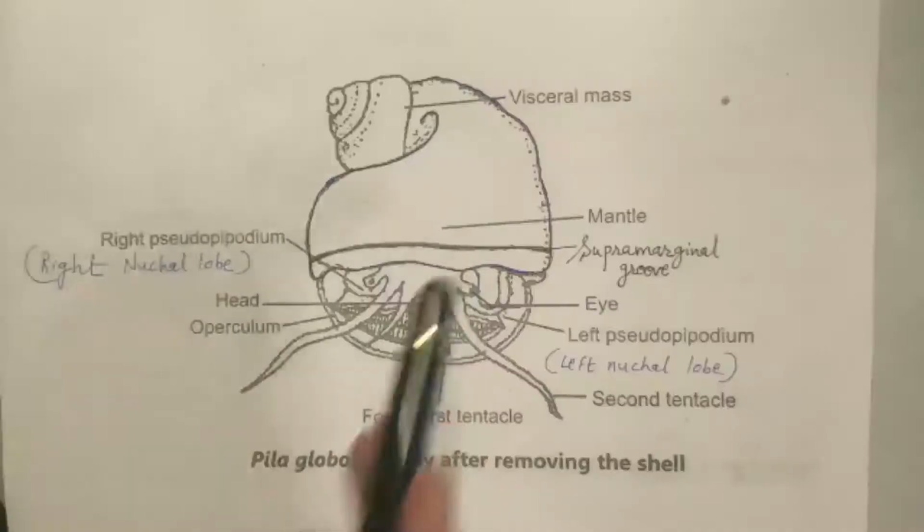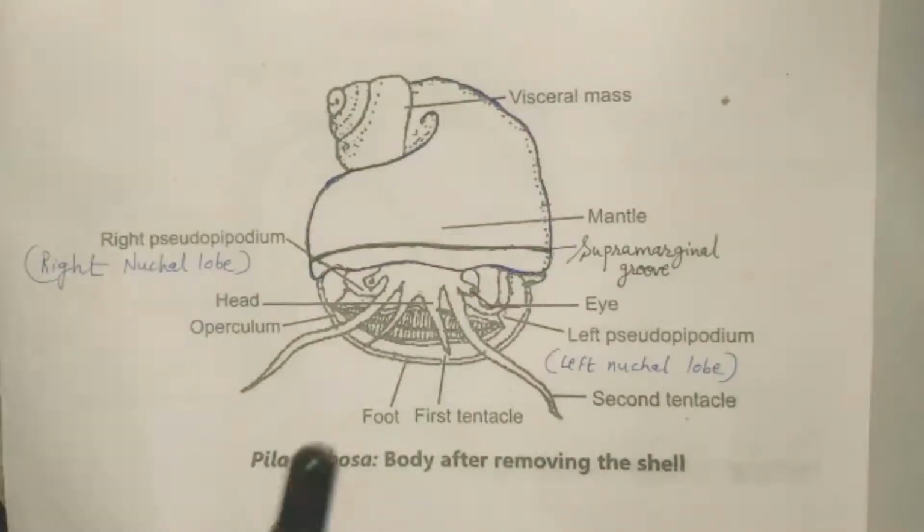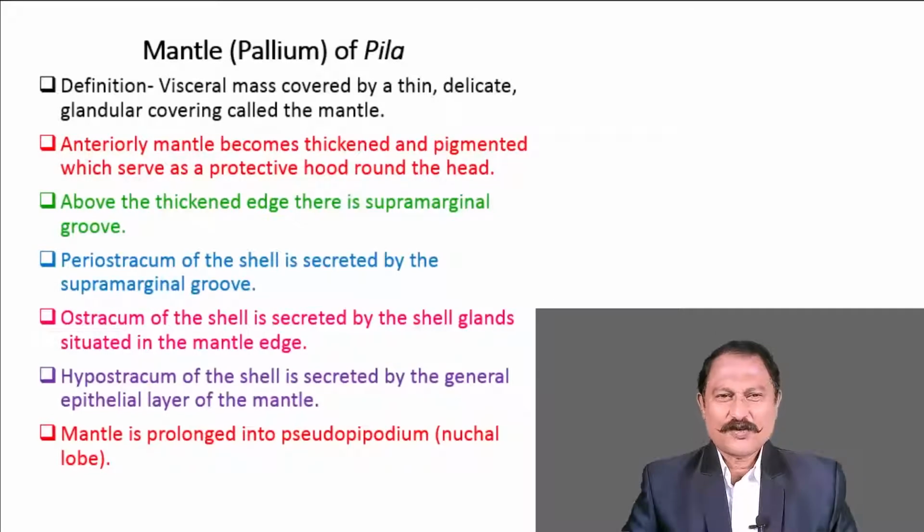Yes, got it? Now, this visceral part is soft and gray brown in color. Yes, mantle of Pila or pallium of Pila. Mantle is also called pallium.